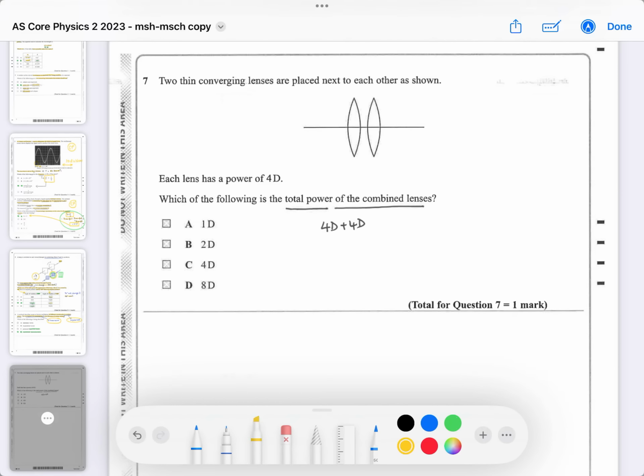Question 7 is about two thin converging lenses placed next to each other as shown. Each lens has a power of 4 diopters. I think that's how you pronounce diopters. Which of the following is the total power? Yeah, and that's just the addition of the two powers. So it's 4D plus 4D. So the answer is 8D, which is D. And that's question 7 done.